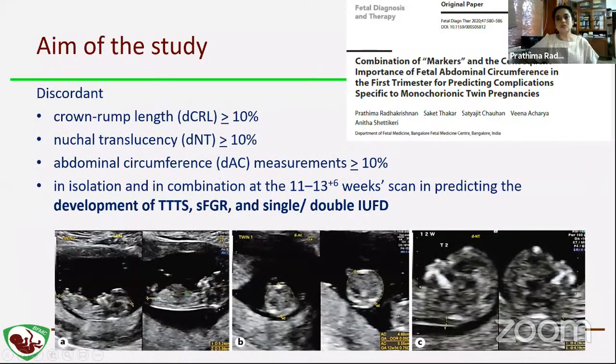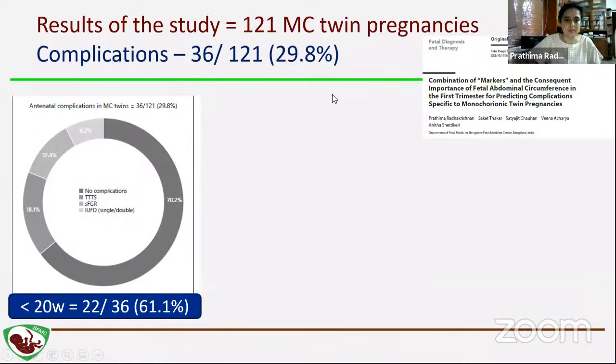Now, this is a study we also published last year, which is very, very useful. We looked at discordant crown rump length, discordant nuchal translucency, and discordant abdominal circumference, and just to make it uniform, we put it as 10%. We looked at all these, what we called markers, for the possibility of developing complications, in isolation and in combination, at the 11 to 13 week scan. And we looked at the outcomes, particularly TTTS, selective FGR, and single and double intrauterine fetal demise.